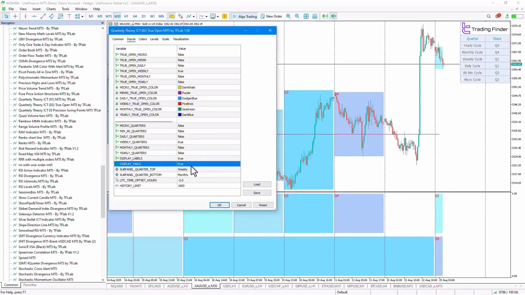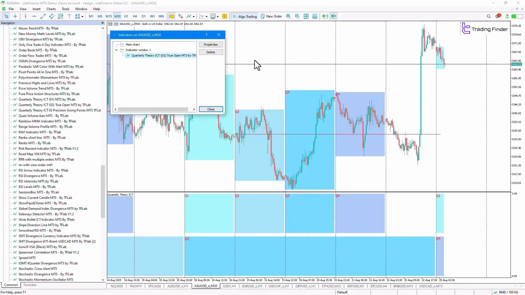In this next crucial input, we can enable or disable the visual display of the comprehensive table. In this highly detailed table, we can clearly see an aggregation of all the various quarters, explicitly showing in which specific quarter the current price is located. Here, yearly, monthly, weekly, daily, 90-minute, and finally micro time frames are displayed, allowing us to observe the price status in each section. In this section, we can enable or disable the status to determine whether it should be displayed for us or not.